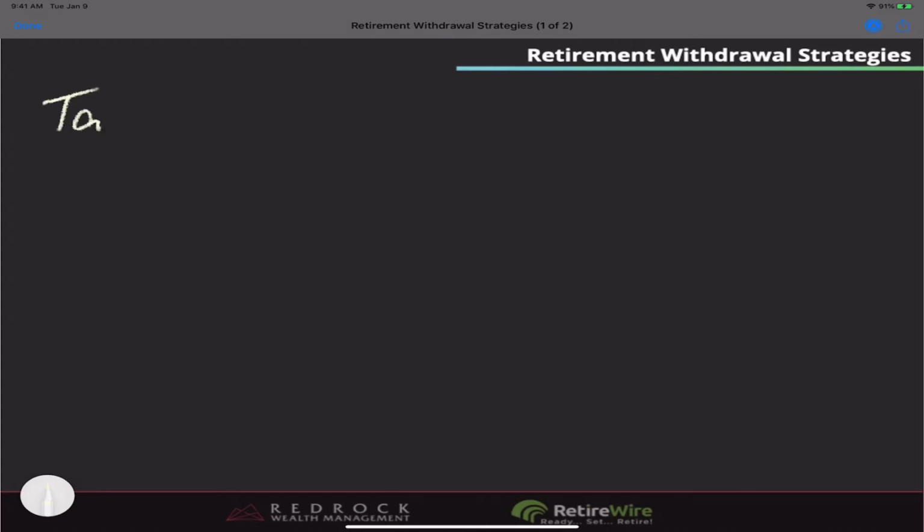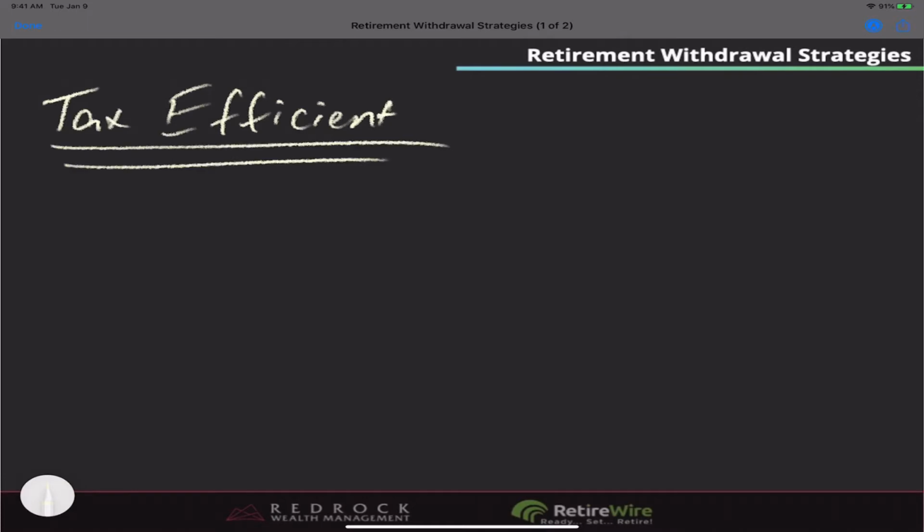So the most important part of this whole process of retirement withdrawal strategies is the tax efficient decumulation. And that's really what we're after. We're after how can we save the most money in taxes by decumulating, or spending down your retirement assets, most efficiently. And the very first thing that we want to cover here is your streams of income.